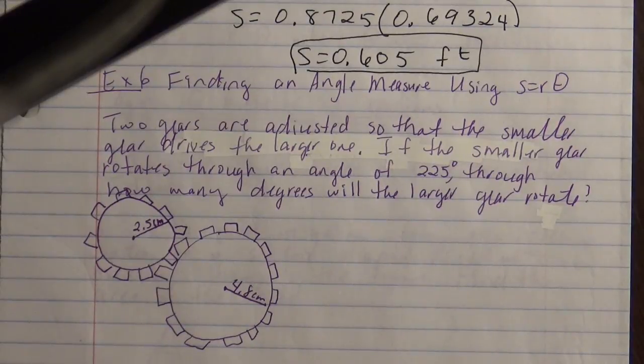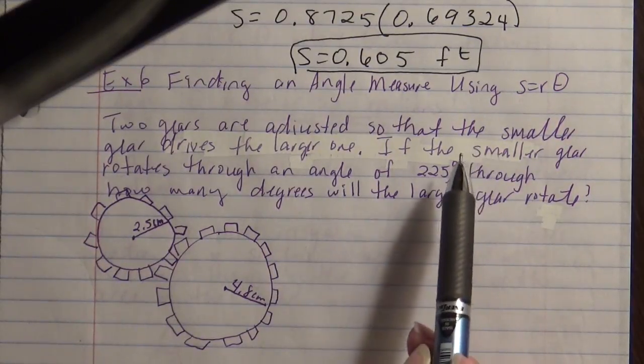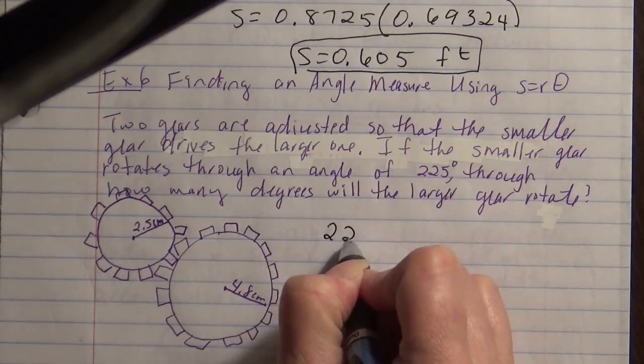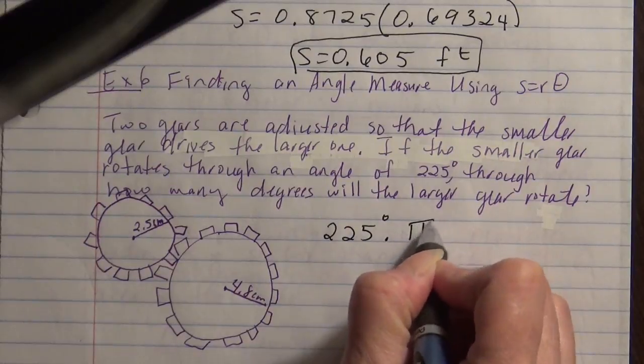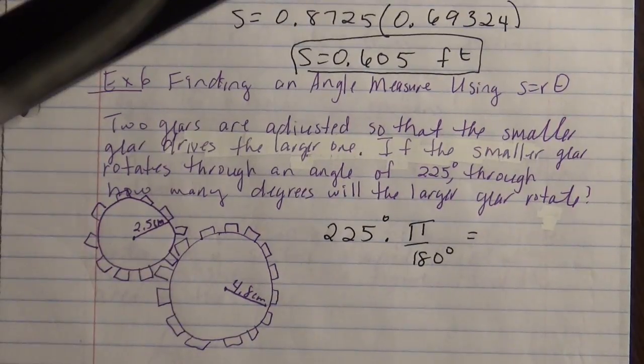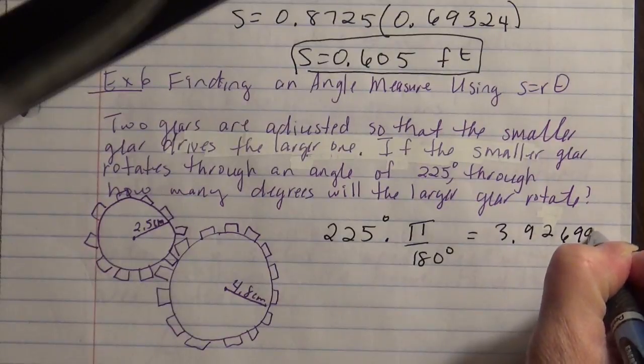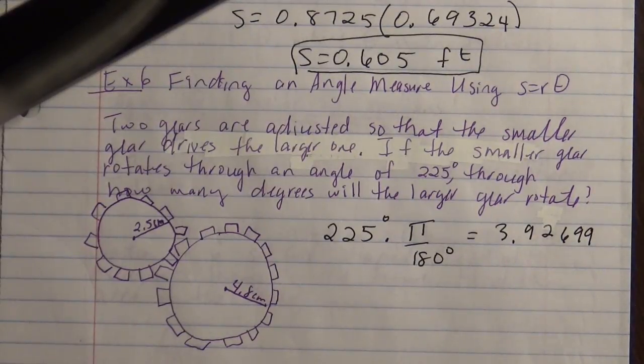So let's use the radius that we're given. We're told that the smaller gear rotates through an angle of 225 degrees. Our degrees need to be converted into radians, so we'll convert 225 degrees times pi over 180. Let's see what that gives us. Okay, that gives me 3.92699 radians. You know what? I probably should not use a decimal there. Let me do that again.